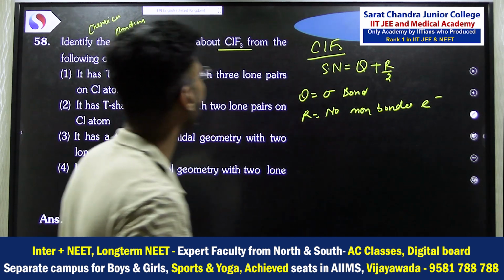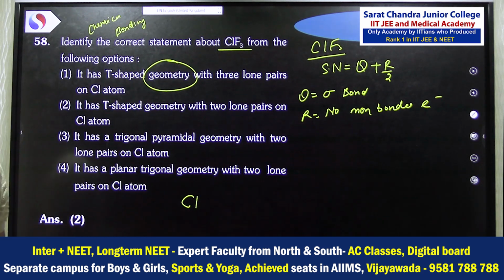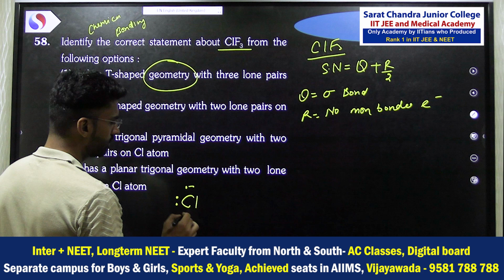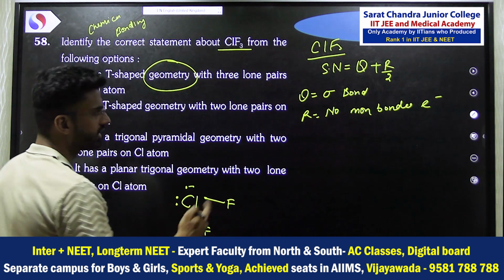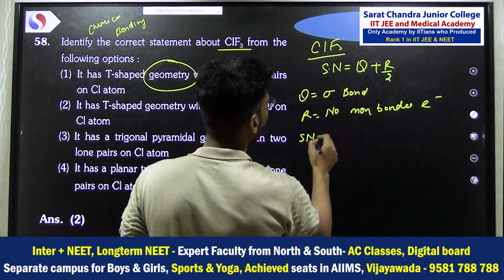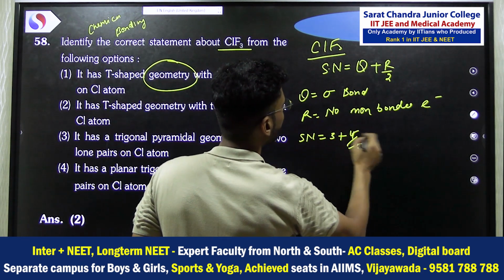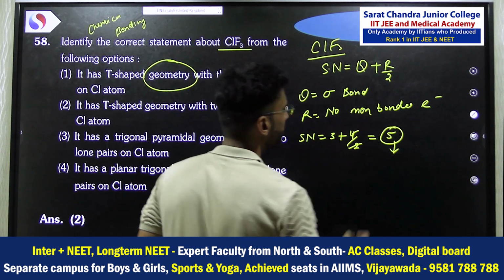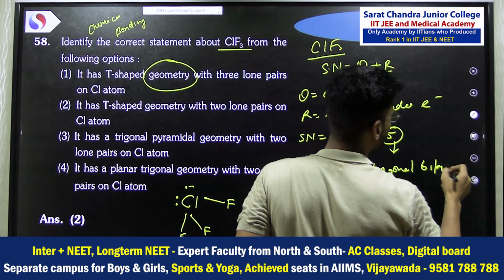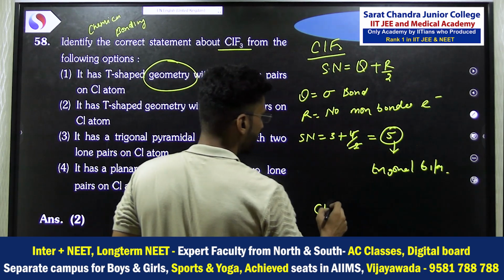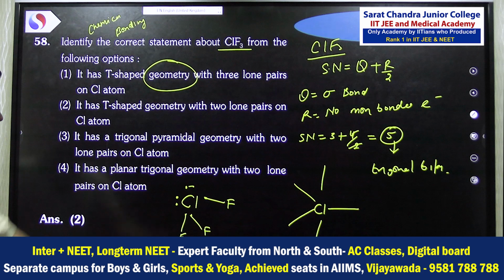So how do we come to know the sigma bonds and non-bonded electrons? I know chlorine has 7 valence electrons: 1, 2, 3, 4, 5, 6, 7. If 3 fluorines are attached, so 3 sigma bonds. So the steric number will be 3 plus how many non-bonded electrons? 1, 2, 3, 4. So 4 by 2, that is equal to 5. Steric number 5 means it is a trigonal bipyramidal geometry. So how do we write it down? This is chlorine, this is trigonal bipyramidal. It has 2 lone pairs.